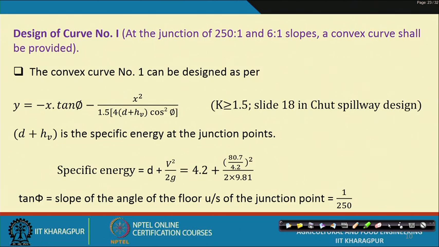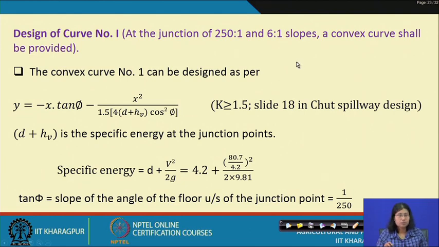Now, the design of curve number 1 at the junction of 1:250 and 6:1 slope. Since the slope is now going from steeper to milder, a convex curve shall be provided. The convex curve is designed as per the equation given earlier, and k is assumed as 1.85, which is also given in slide 18 in chute spillway design part 1, and d plus hv is the specific energy at the junction point.